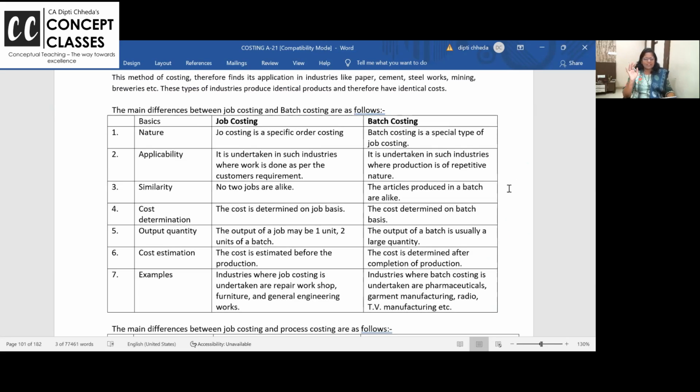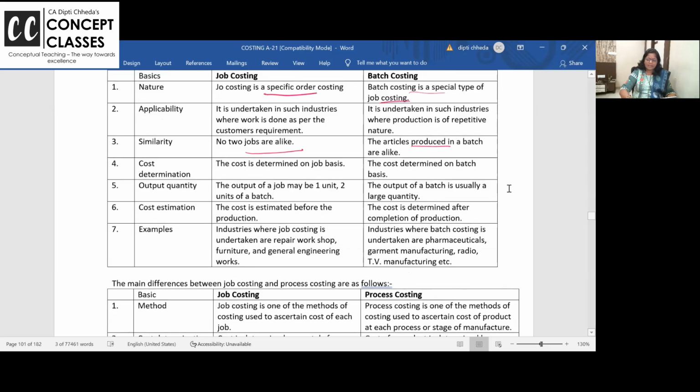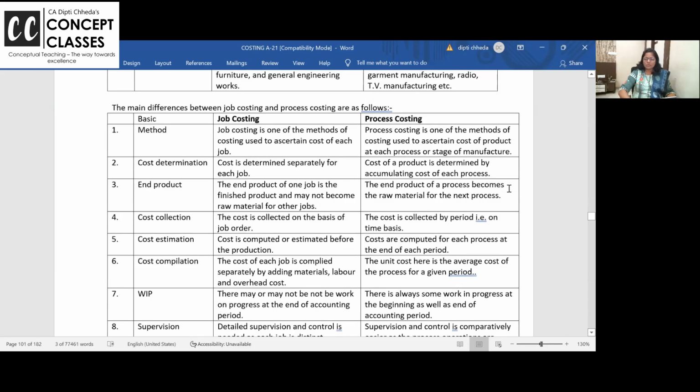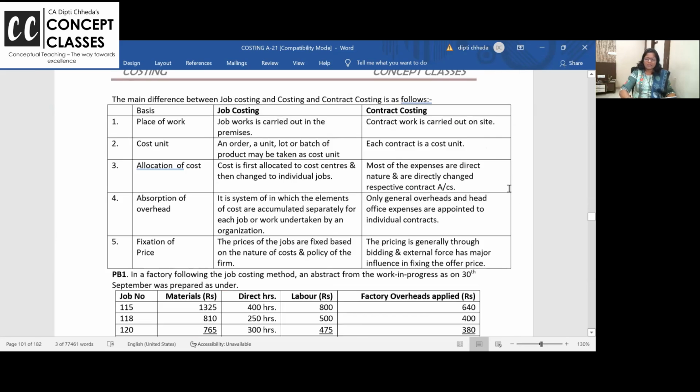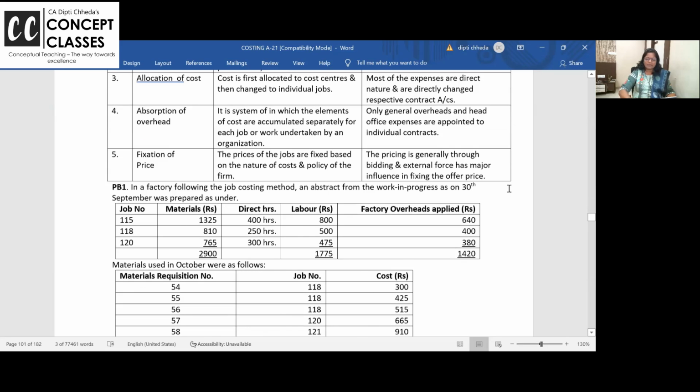You all are having this, and the Institute study material also has this. Okay, so distinguish between job and batch costing. Job is a specific order, batch is where work is done in a lot. No two jobs are the same, but batches are obviously the same. Next time you buy an oil packet, chocolate packet or biscuit packet, you see the lot number, the batch number will be there. Then we have distinguished between job and process, job and contract.